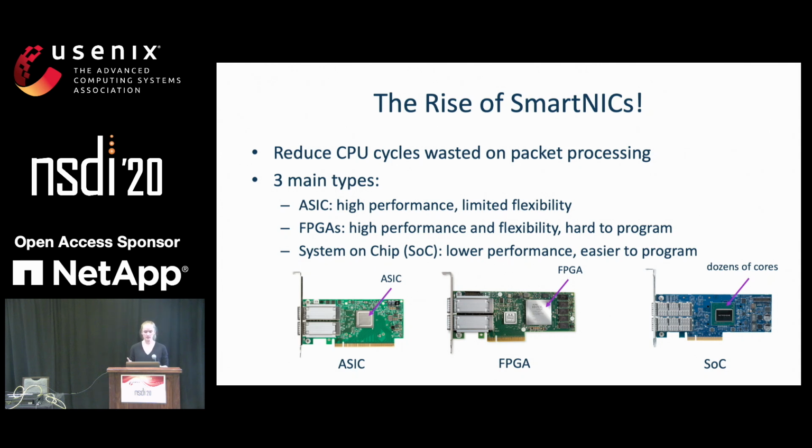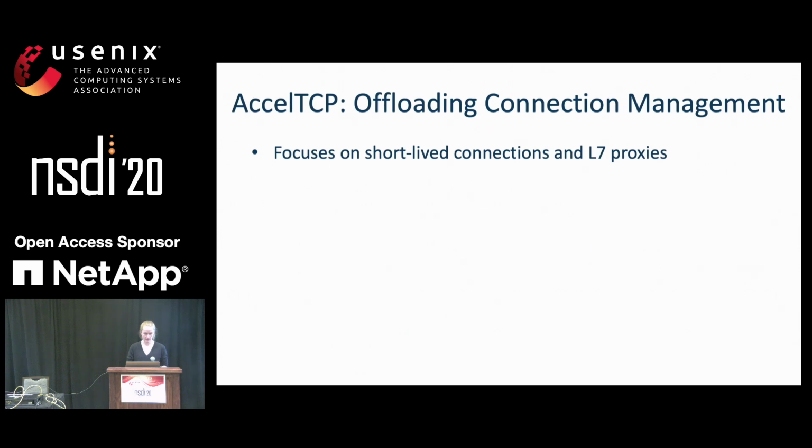So the first two papers in this session focus on Smartnics and how you can use them in order to offload packet processing to the NIC. So the first of these is XL-TCP, which focuses on offloading connection management. So they look at sort of two main classes of problems, short-lived connections and L7 proxies.